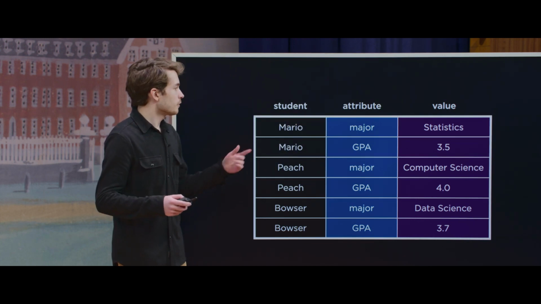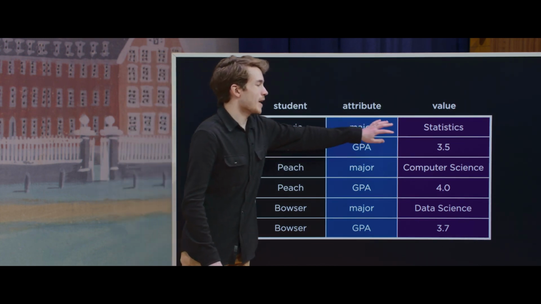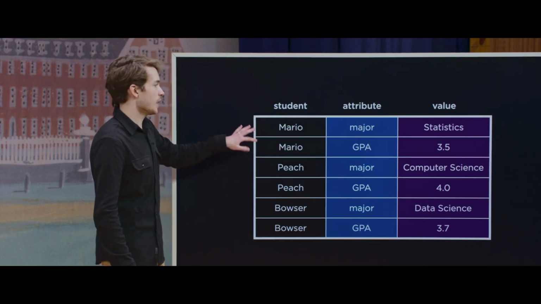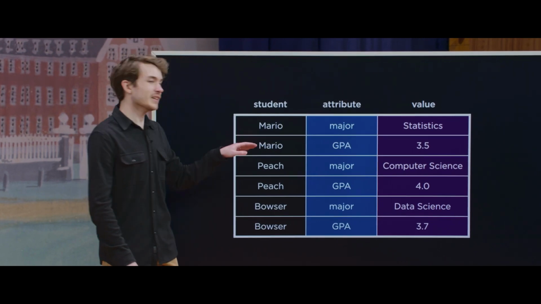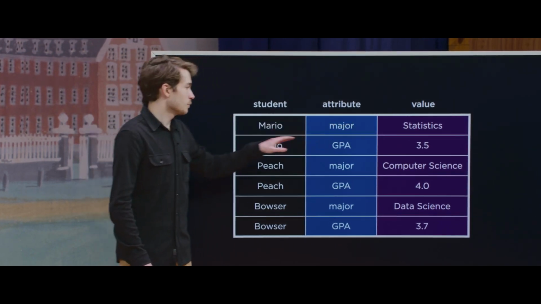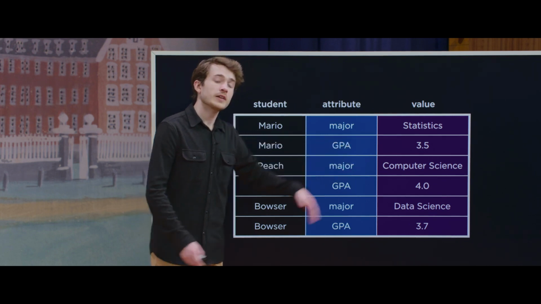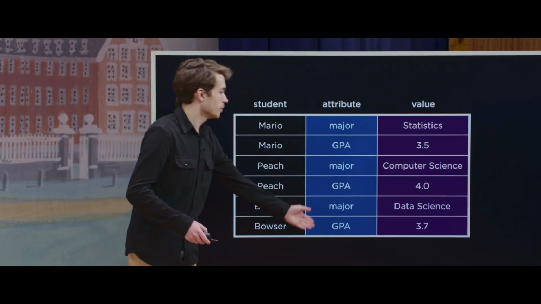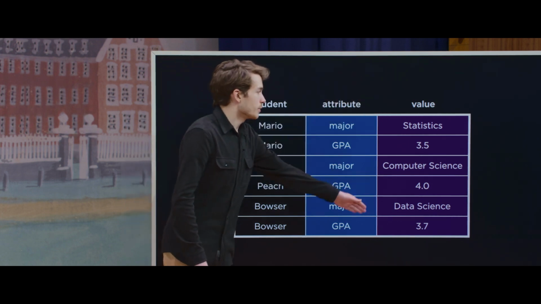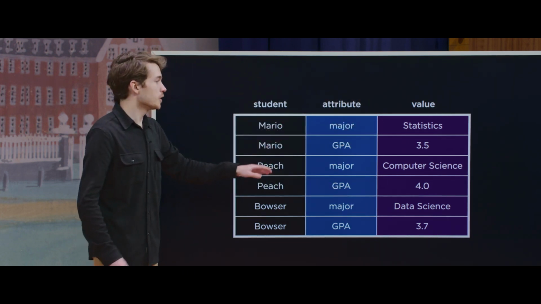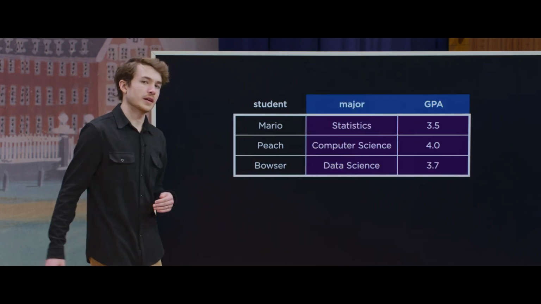Notice too that for every column we might want to make, we have a value for that column for any given student we have. So for instance, in Mario's major column, we'd like to see statistics. In Mario's GPA column, we'd like to see 3.5. And so given a column that has values which should be column names, and a column that has values for those columns themselves, pivot wider can take those and make a table that looks a bit like this.